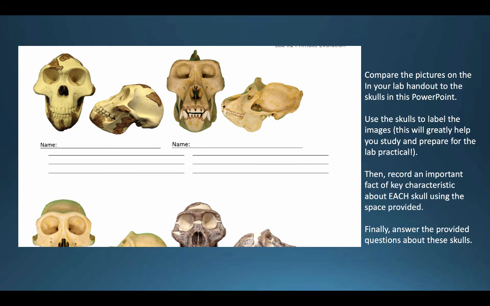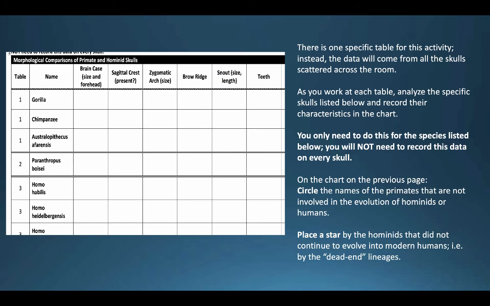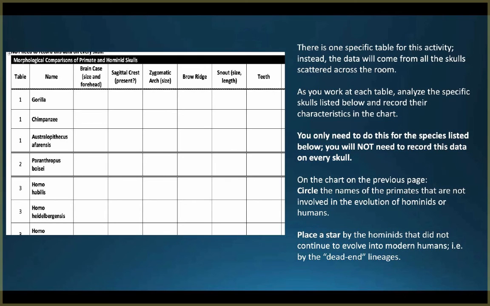Now, while you do this, there is a morphological comparison of primates and hominid skulls. And so you don't have to do this for every single skull. Look at the ones here, and this is telling you what table they are. So that first set you can see is here. And then you're just going to answer these questions as you go down, because it's going to allow you to compare the morphological characteristics of the different either non-ancestors or ancestors.